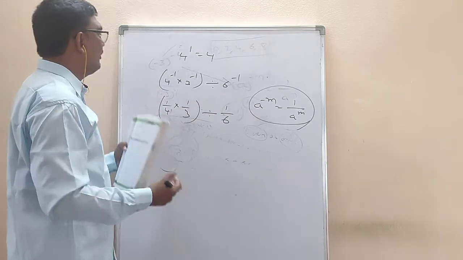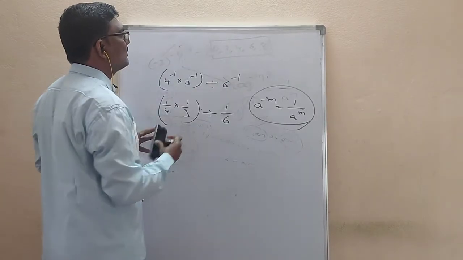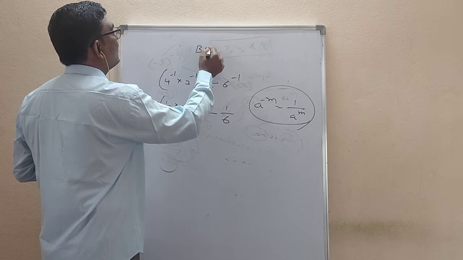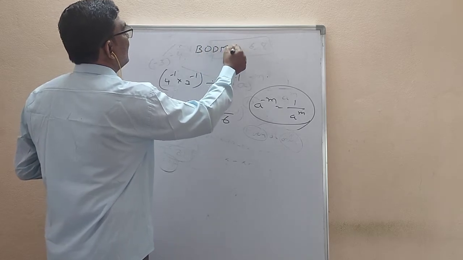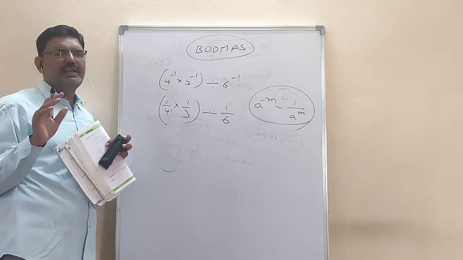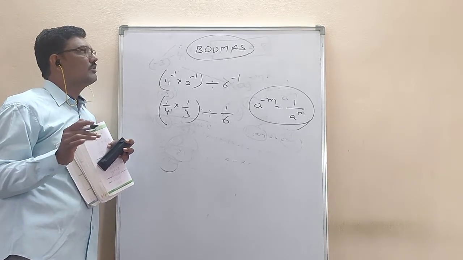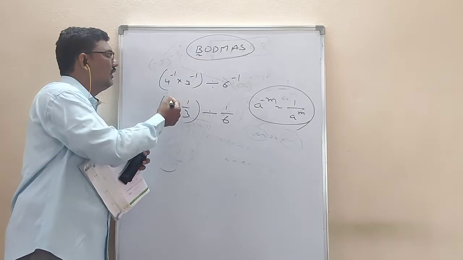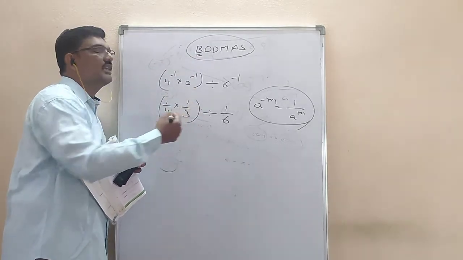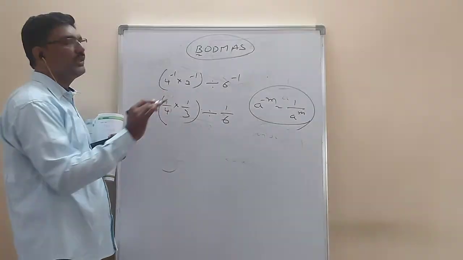Next, to do problems, we always have to keep in mind the BODMAS rule. If you don't follow this rule, maths will become very difficult. Now, in the BODMAS rule, B stands for brackets: you have to simplify first what is inside the brackets. Inside the brackets, if you have multiplication also, you can do it first.